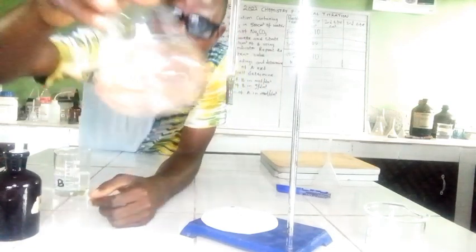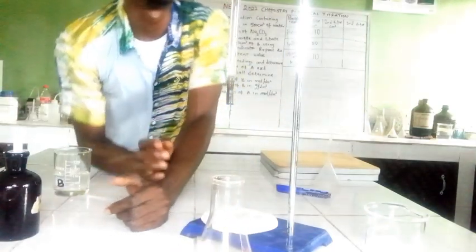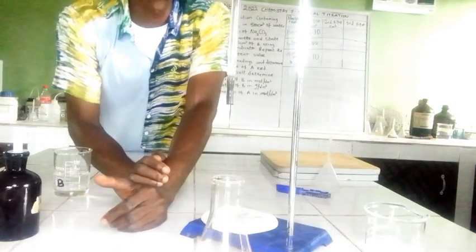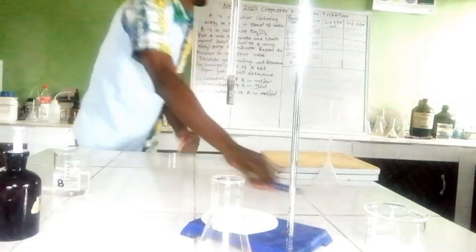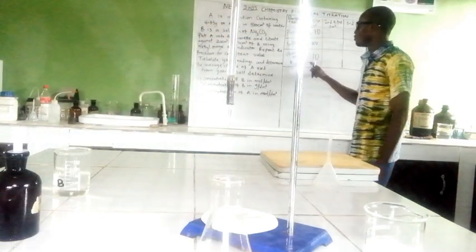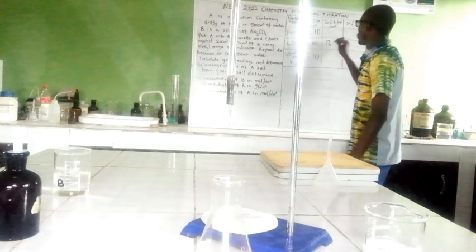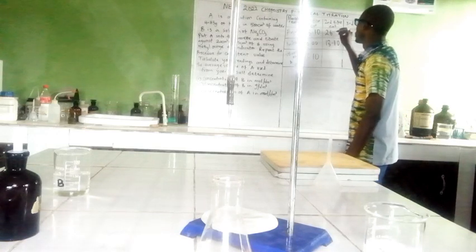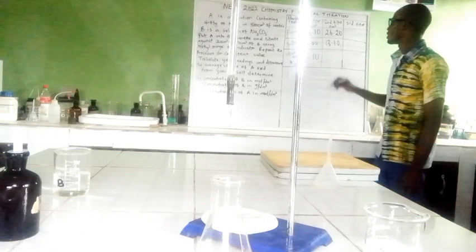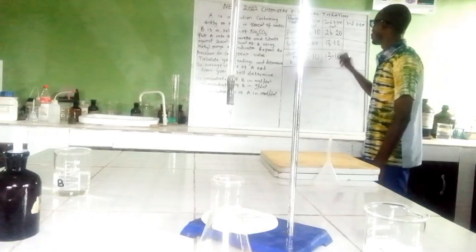Oh, same thing happened. So the color has changed again. And this time around we have 26.2. Okay, we have 26.2. And don't forget our initial reading now will be the end volume of the previous titration, and that is 13.10. So the final reading is 26.20. So by the time I subtract this, I'm going to have 13.10. Oh wow, exactly the same. So now let's go for the last titration.